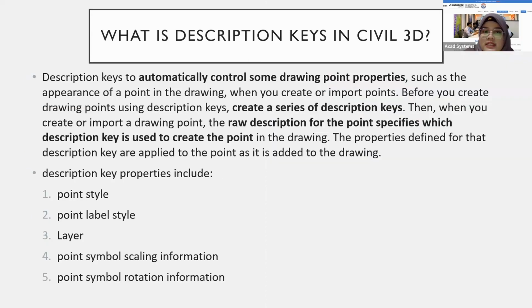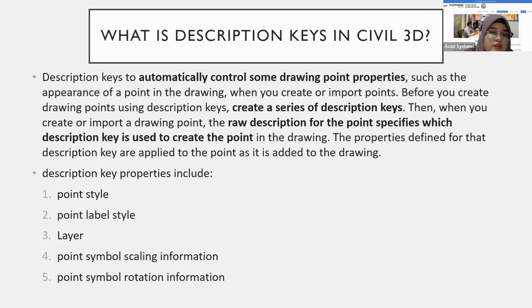So here is what is actually the description keys. Description keys is used to automatically control some drawing point properties, such as the appearance of the drawing, the marker, when you create or import points. Before you create the drawing point using the description keys, you need to create the series of the description key first. It's like you do the setting for the description keys. Then when you create and import the drawing point, the raw description for the points specifies which description key is used to create a point in the drawing.